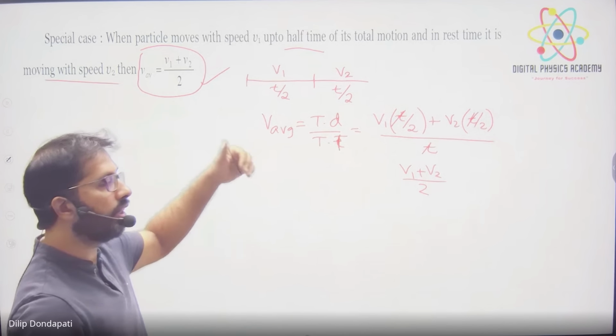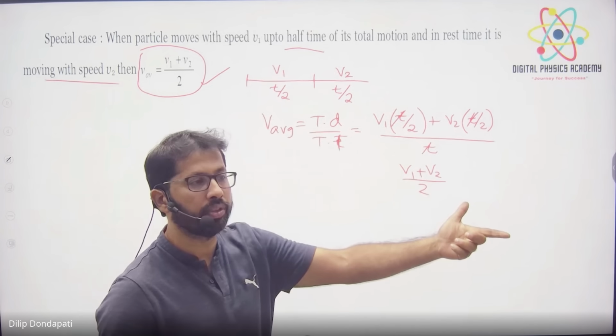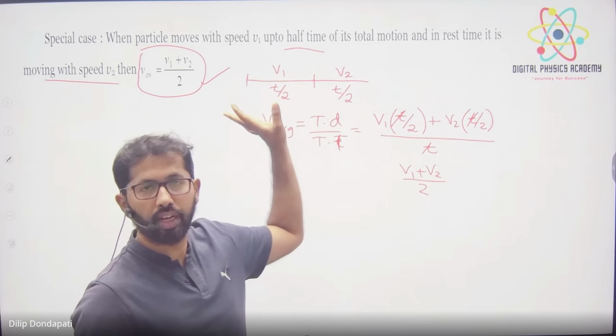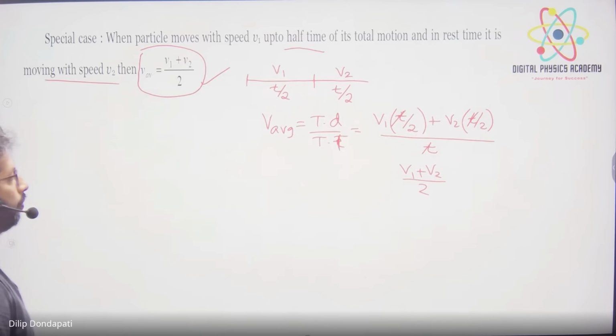So whenever they give these general cases, whenever half-time speeds are given, average speed we can directly say is (v1 plus v2) by 2. Okay.